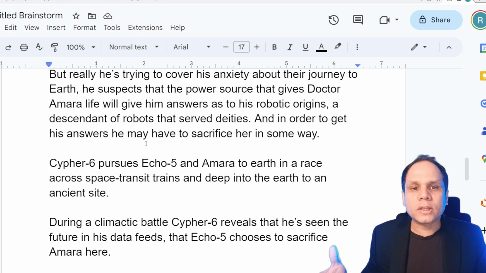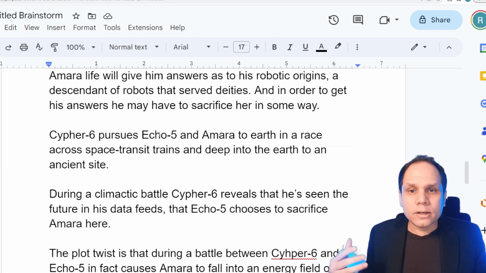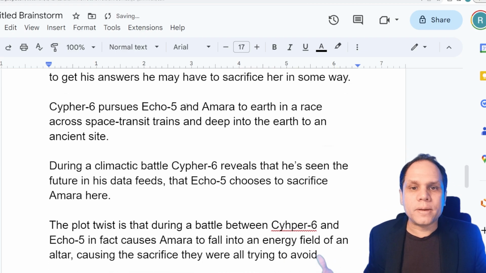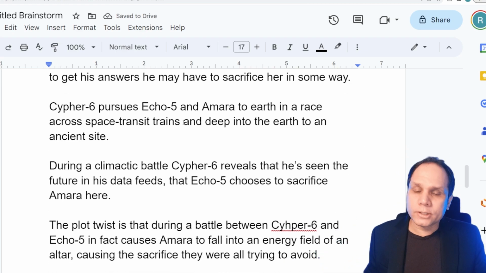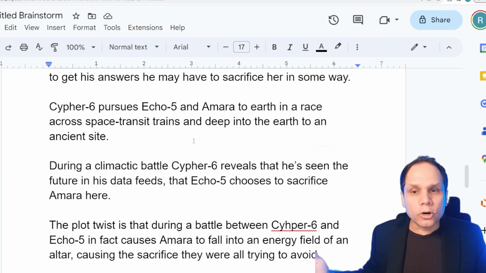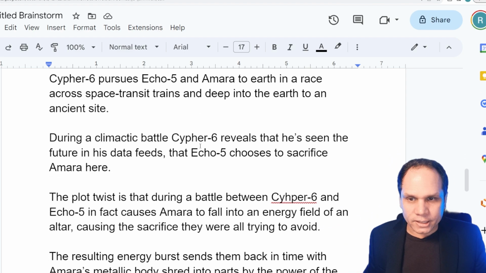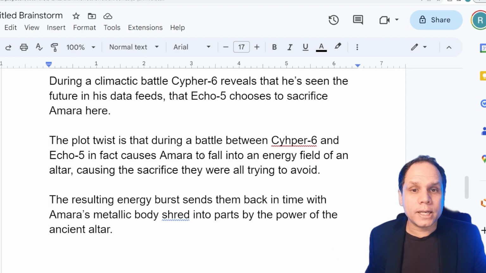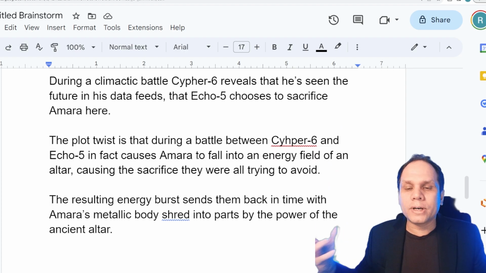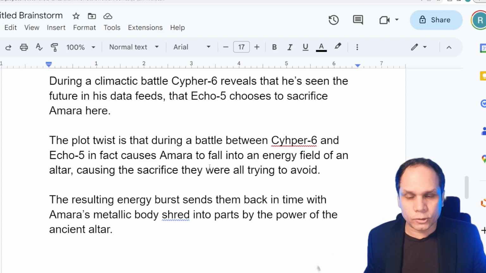He suspects that the power source that gives Dr. Amara life will give him answers as to his robotic origins, as a descendant of the robots that served ancient deities. And in order to get his answers, he may have to sacrifice her in some way. Cypher 6 pursues Echo 5 and Amara to Earth in a race across space transit trains and deep into an ancient site. During a climactic battle, Cypher 6 reveals that he's seen the future in his data feeds, that Echo 5 chooses to sacrifice Amara here. So this is the future that he's seeing.